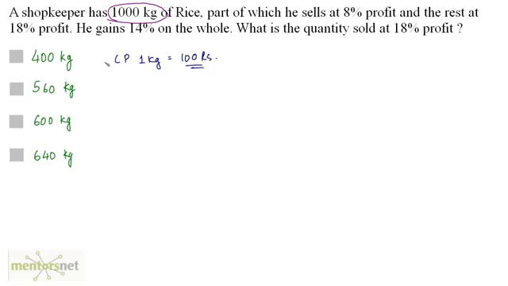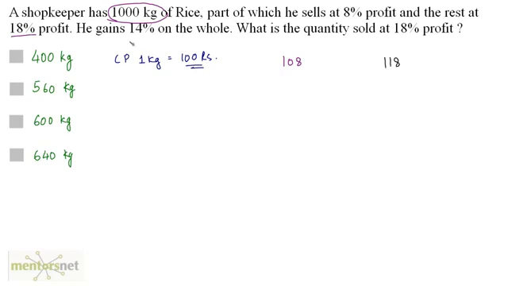Now a part of 1000 kgs is sold at 8% profit. So the price at which it is sold is an 8% increase in the cost price, and that's 108. And another part is sold at 18% profit. So the price per kg of the other part will be an 18% increase in the cost price, and that's 118.